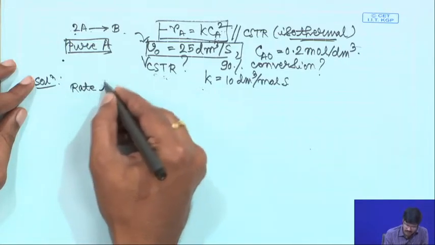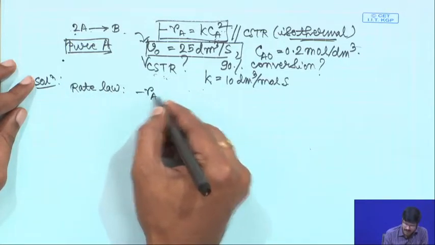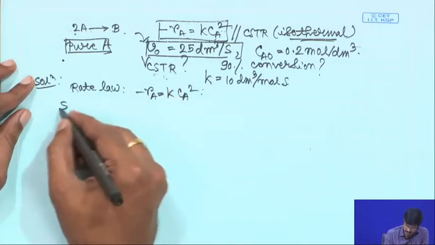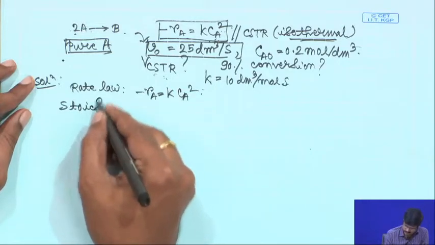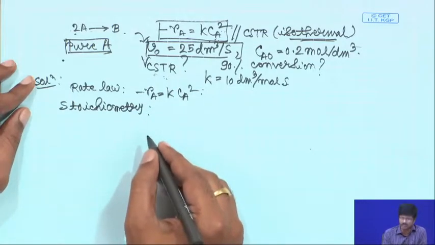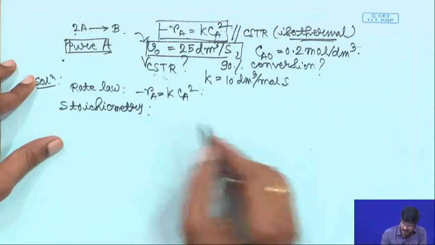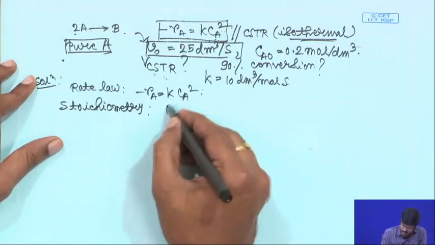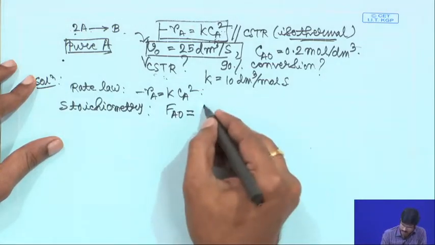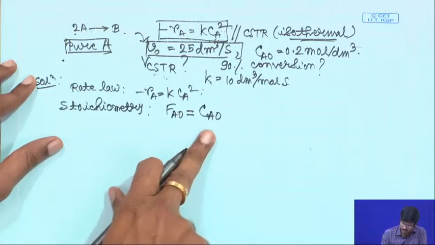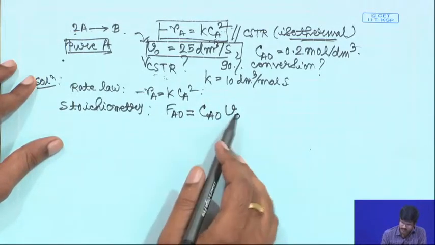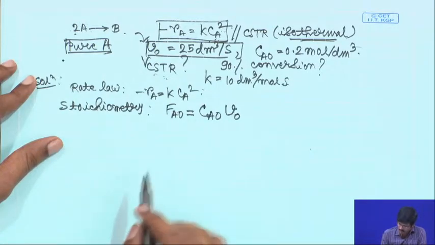You start with your rate law. Your rate law is minus rA equals k into CA square. Then you go to stoichiometry. Rate law, stoichiometry, mole balance, the same sequence we are following all through. For stoichiometry, your FA0, the molar flow rate in, is equal to the concentration of the entering A into the volumetric flow rate in.